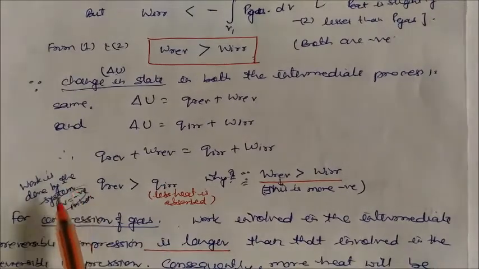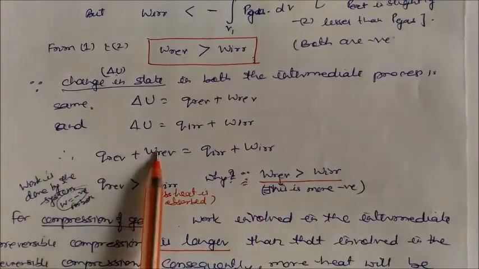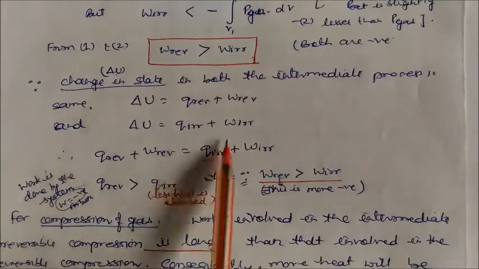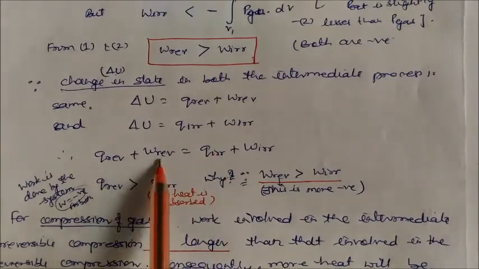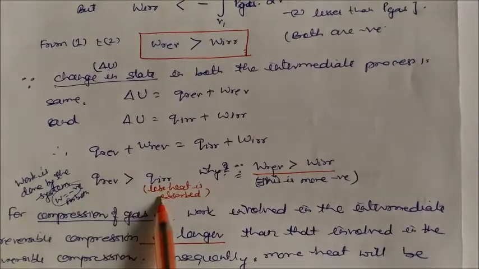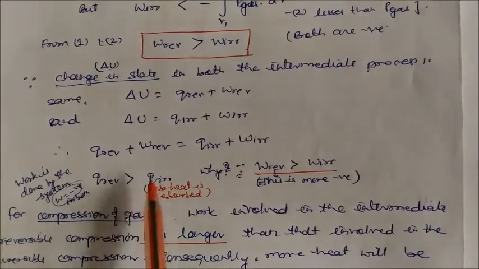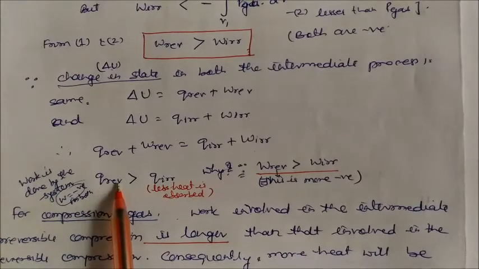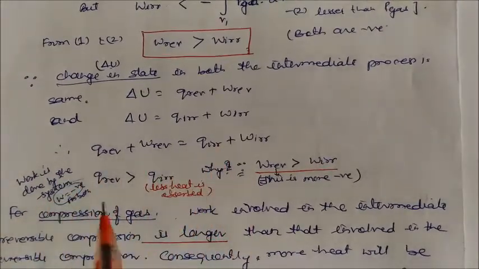Work is done by the system and work is negative in both cases. This is more negative and this is less negative. More negative means Q reversible will be more than Q irreversible. So less heat is absorbed in this case, and more heat is absorbed in this case. So this is the expansion of the gas.